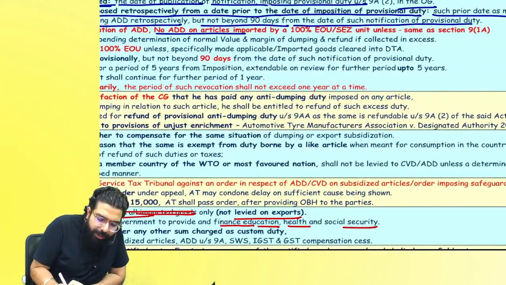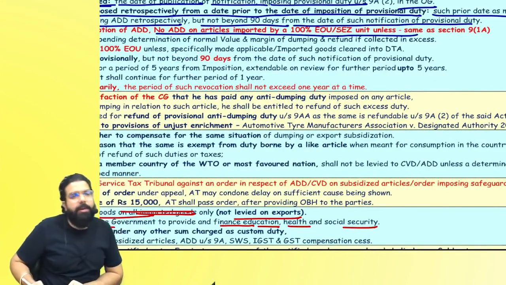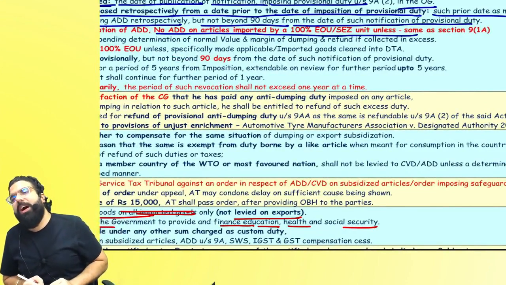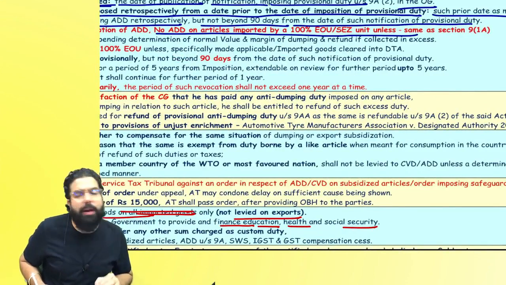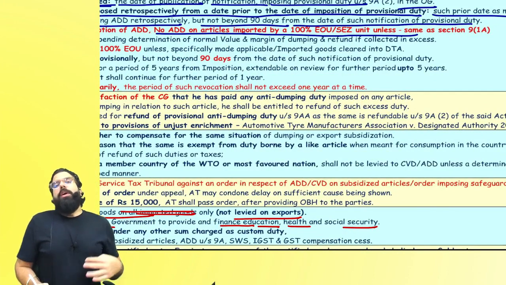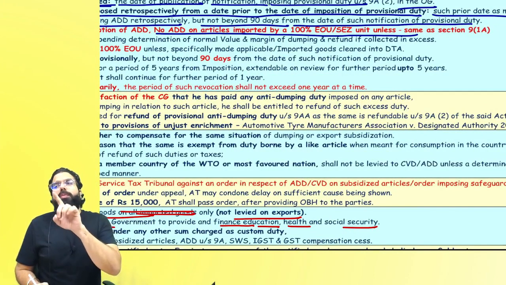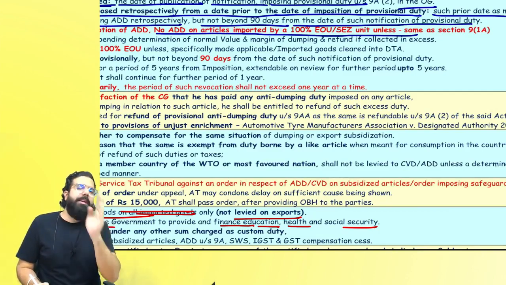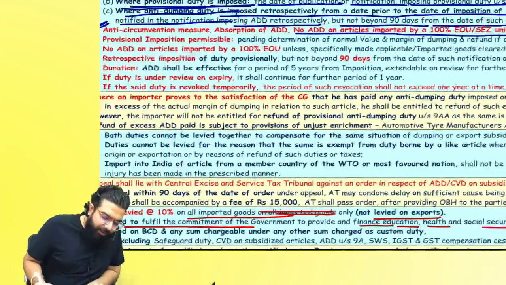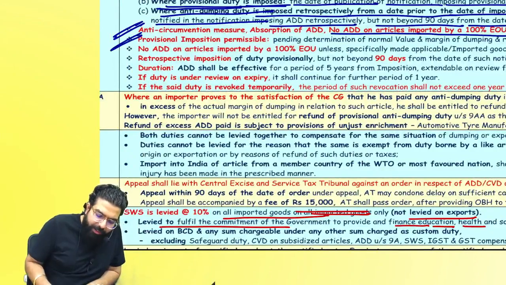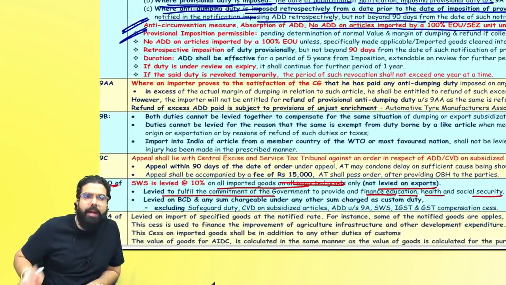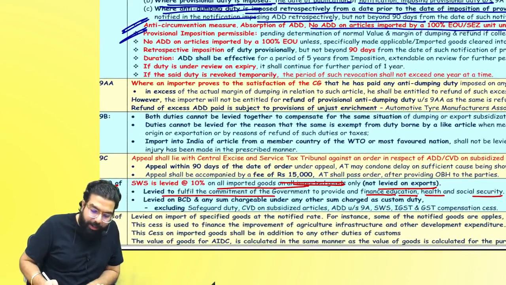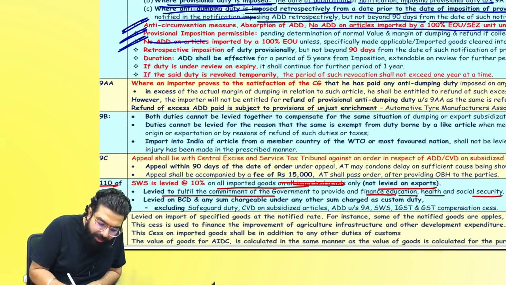Sir, no anti-dumping duty on articles imported by a 100% EOU or SEZ unless specifically made applicable, or it is used for manufacture of goods cleared in the domestic tariff area. Sir, provisional imposition, is it allowed? Yes, sir, pending determination. Refund will be given on final determination. No anti-dumping duty. This I have already told you that you can cut this line.